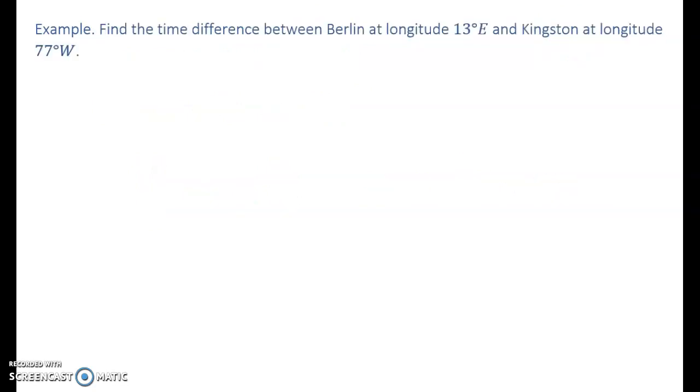Next example is the difference between Berlin, which is 13 degrees east, and Kingston at 77 degrees west. You can see in this question, they've gotten rid of the north-south, so there's a little less information. You can just focus on what we need to do. Now, because one's east and one's west, we're going to add them. 13 plus 77 is 90 degrees in total. We're going to divide 90 by 15, and it'll fit nice and neatly, 6, I believe. 6 lots of 15 go into 90, so that's 6 hours time difference.